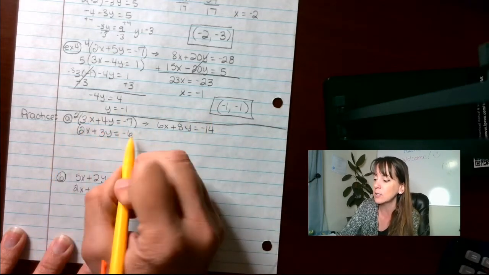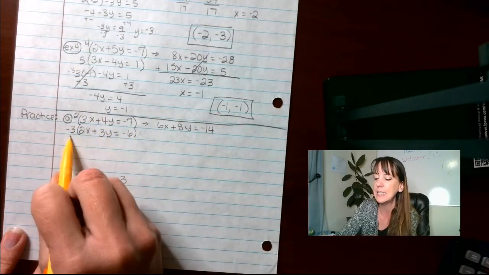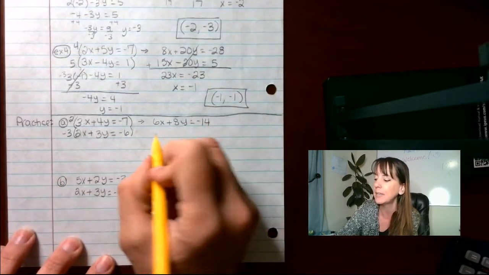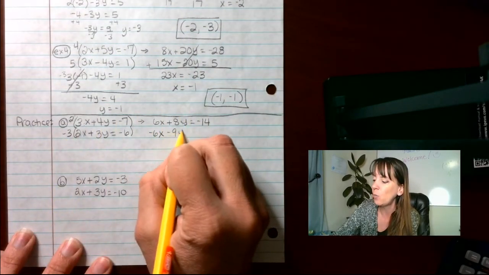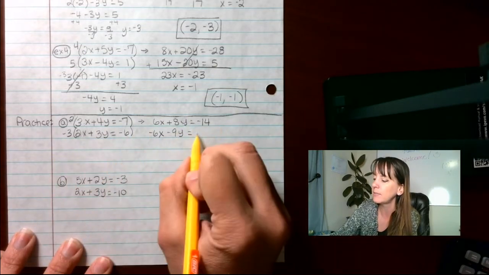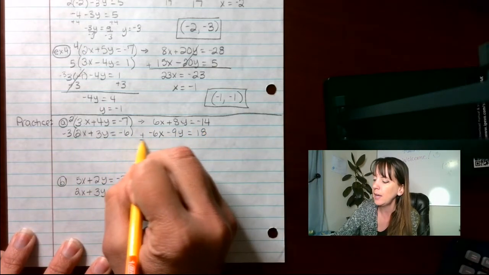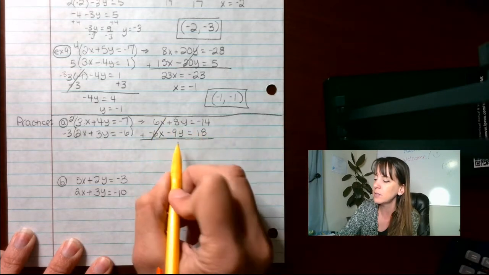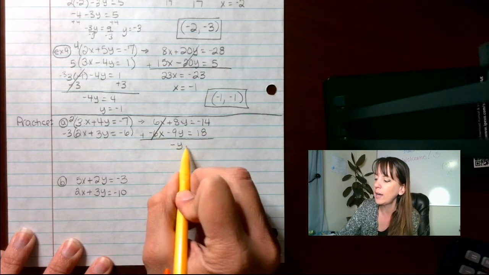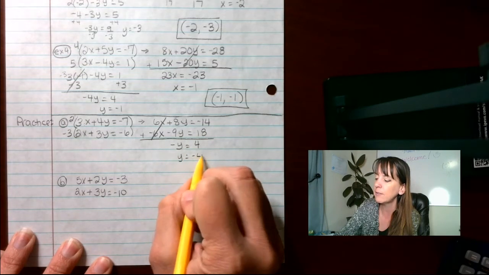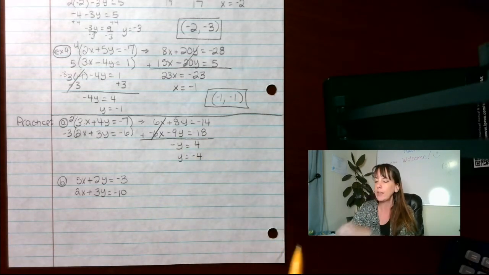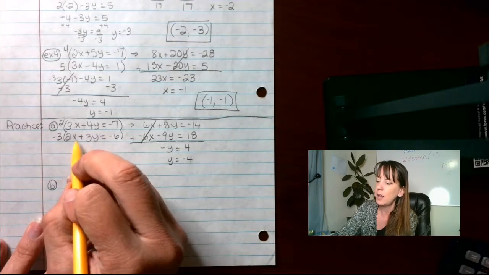And then downstairs, I'm going to do a negative 3 because a negative 3 times a positive 2 will give me negative 6x. This will give me negative 9y equals positive 18. Add. Cancel out. Negative y equals 4, which means y equals negative 4. All right, so y equals negative 4. I'm going to use this bottom one.